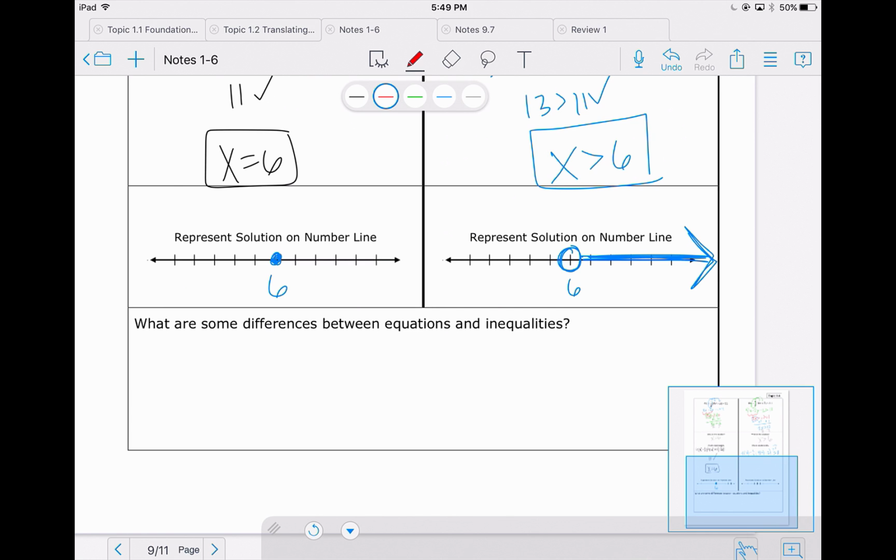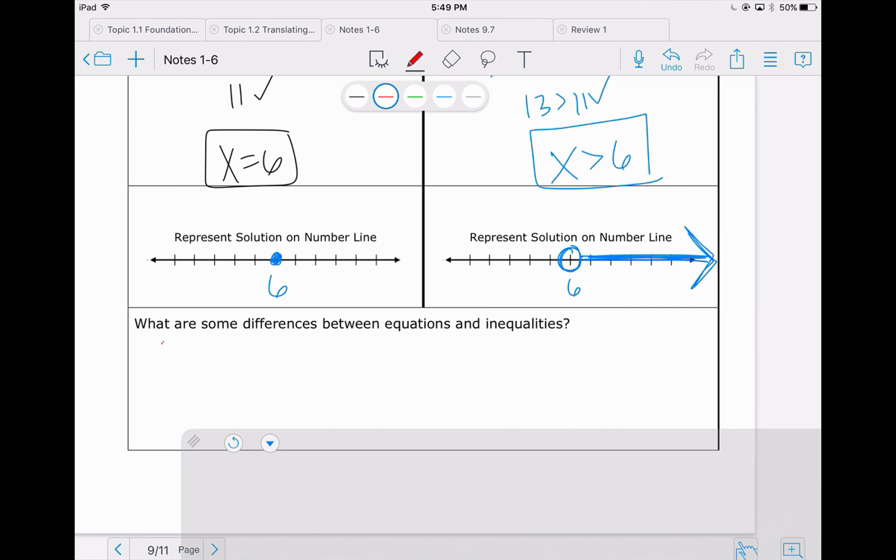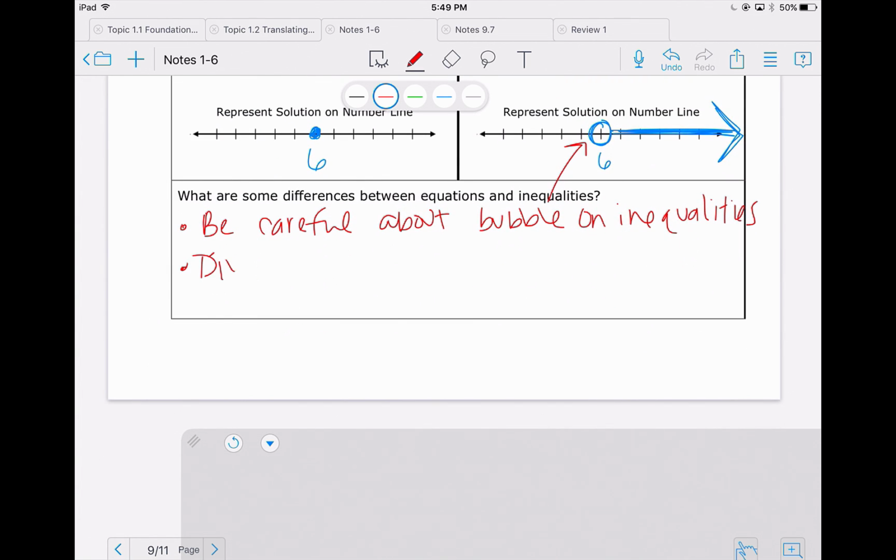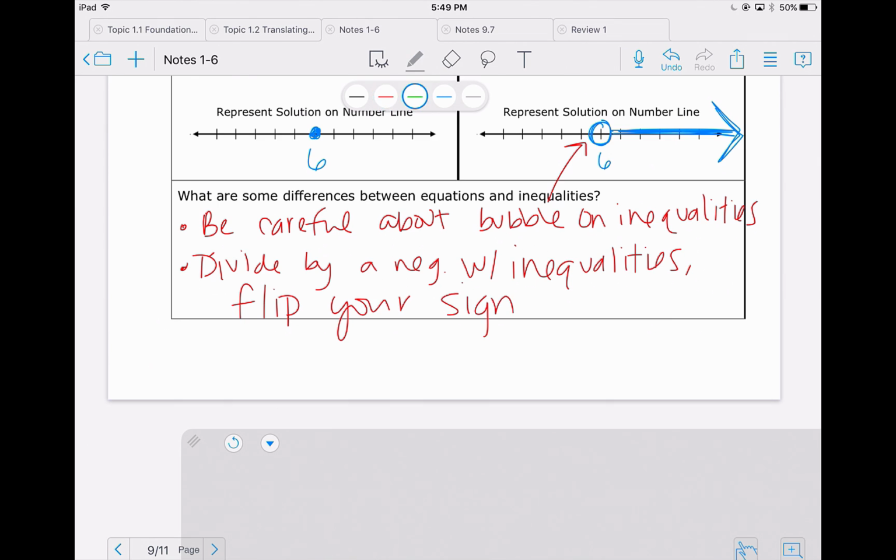So some differences between equations and inequalities. You have to be careful about your bubble. I'm going to point to it. I call it a bubble because I don't know what else to call it, your dot. So be careful about your bubble on inequalities. And something that we're not going to hit super hard in this video, but if you divide by a negative with inequalities, you have to flip your sign. So with inequalities, you follow the exact same steps as equations, but you have more that you have to take into consideration, more things that you have to remember.